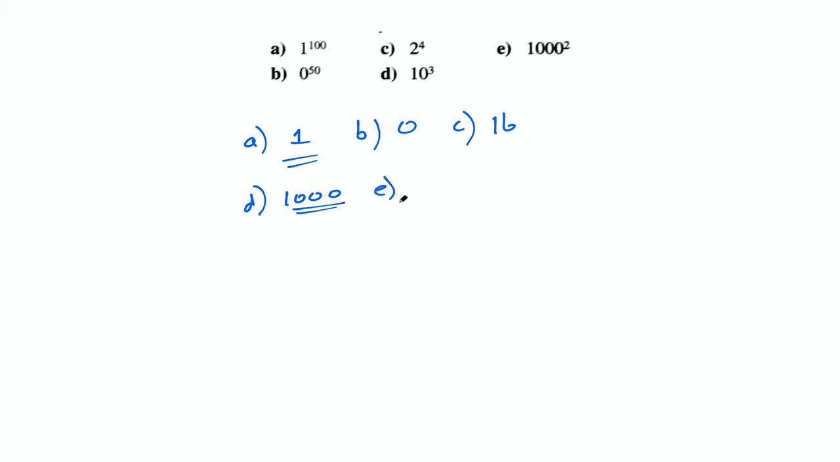For E, it's the same concept as D. If you multiply 1,000 to any number, you add 3 zeros. So if you multiply 1,000 with itself, then you're adding 6 zeros total after the 1.